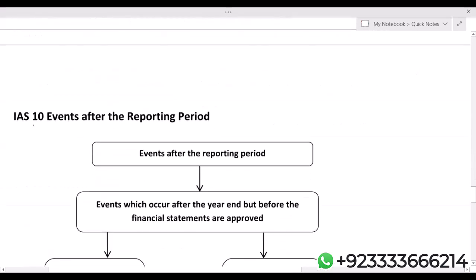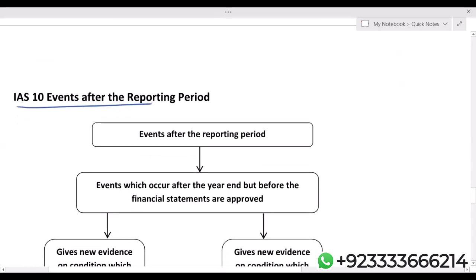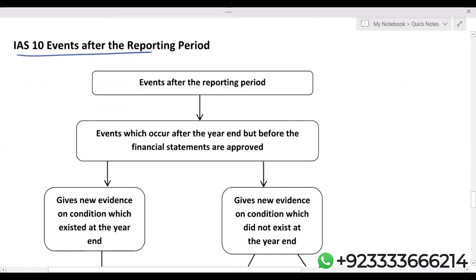Now let's quickly see IAS 10, events after the reporting period. Basically, there are two types of events: one is adjusting events, another is non-adjusting events. According to IAS 10, if there's an adjusting event, you have to obviously adjust your financial statements. In case of a non-adjusting event, if it is material, then you have to disclose.